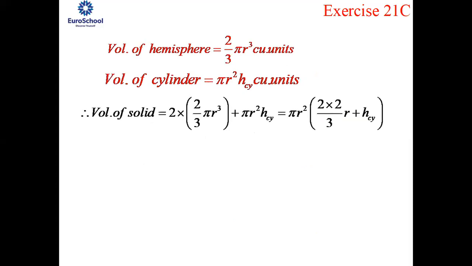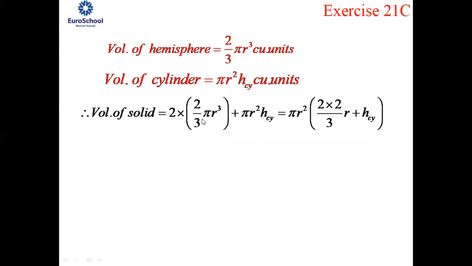Now, here the height has to be separated using a suffix, because the total height is given to be h. We have taken the total height to be h, so we give the height of the cylinder to be hcy. Now we just substitute it. Therefore the volume of the solid is, you are just substituting in the formula.